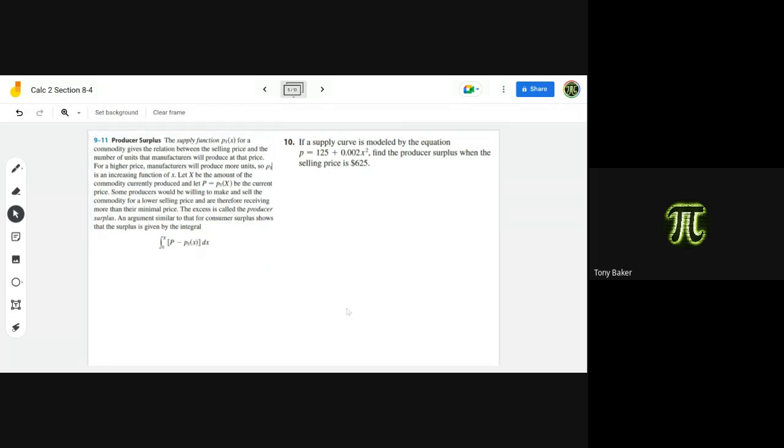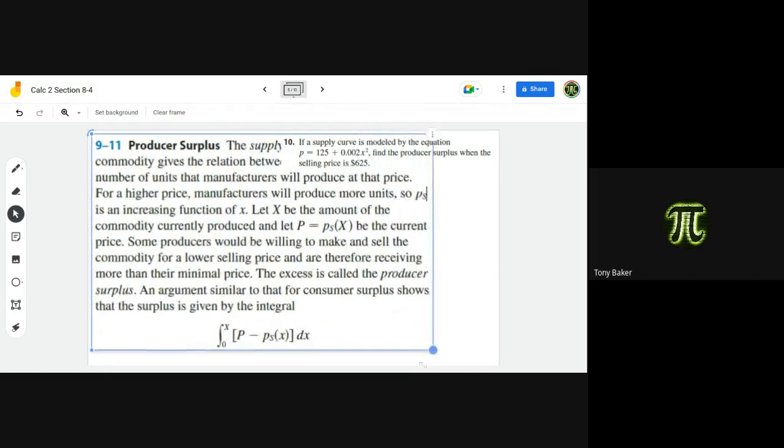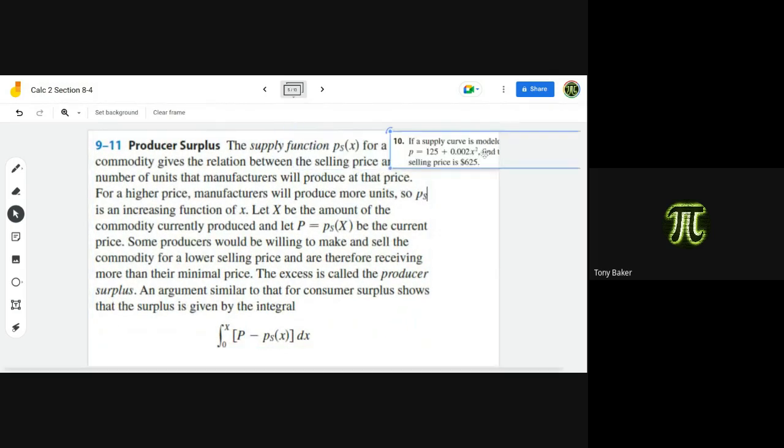All right. There are two other ones. I'm going to move this over and I'll shrink this down. So, the producer surplus. If you look at the manufacturer, that is one side.